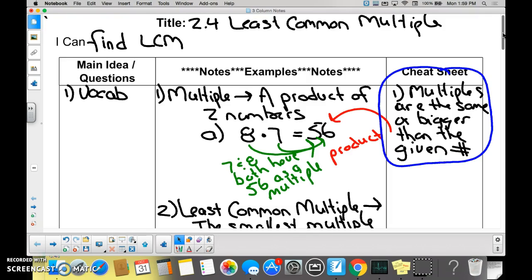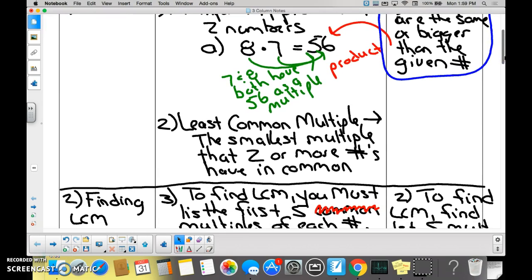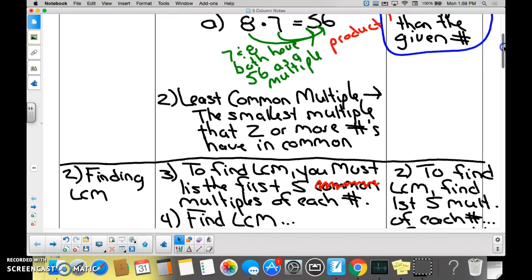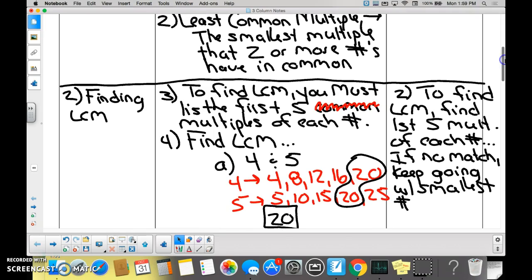Least common multiple would be the smallest multiple that two numbers or more have in common. And the way we find common multiples is we list them out in this class. There are other ways to do it, but for the purpose of our class, you are going to take the numbers that are given to you, and you are going to find the first 5 multiples for each.